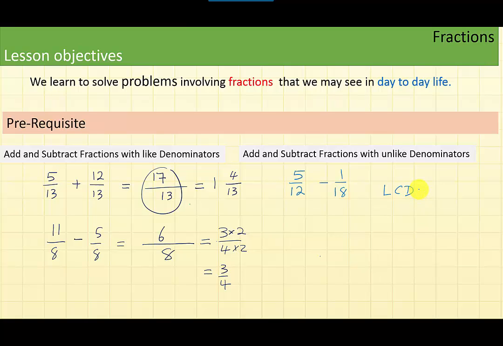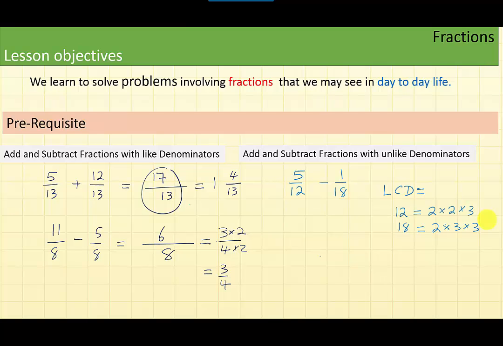The least common denominator means the smallest number that can be divided by all the denominators. In this situation, it is the smallest number that can be divided by both 12 and 18. In order to find this, we first write down the prime factors of each denominator. The prime factors of 12: 2 times 6, and 6 is 2 times 3. Next, the prime factors of 18: 2 times 9, and 9 is 3 times 3.